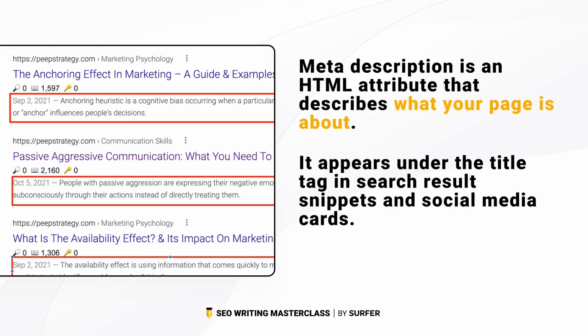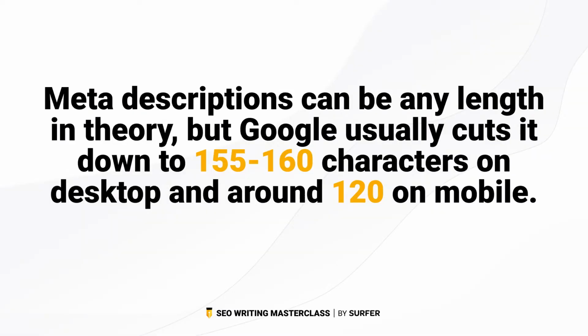A meta description is an HTML attribute that describes what your page is about. It appears under the title tag in search result snippets and social media cards. Meta descriptions can be any length in theory, but Google usually cuts it down to about 155 to 160 characters on desktop and around 120 on mobile. This is prime real estate and the perfect opportunity to give the reader more context about what your article or post is about. Want to make the most of your meta description? Here are a few pointers.